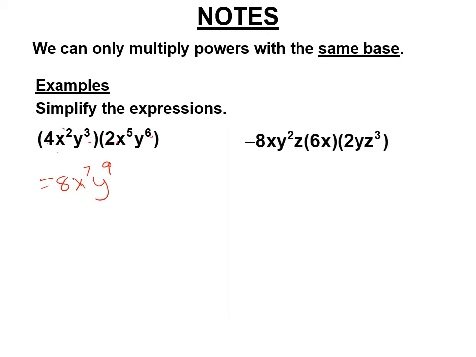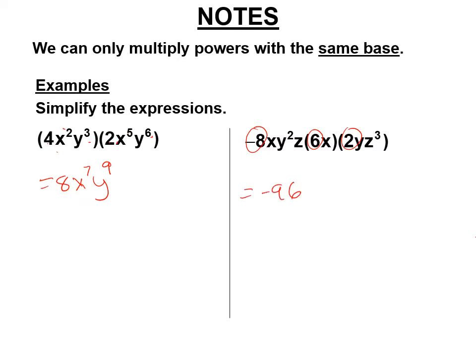All right, so our coefficients are negative 8, 6, and 2. Well, 6 times 2, we can multiply coefficients in any order. Commutative property still applies. 6 times 2 is 12. 12 times negative 8, negative 96.